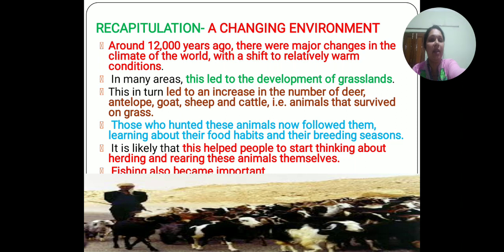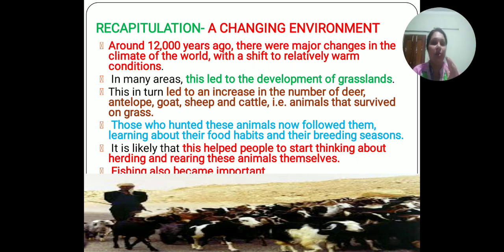With the development of grassland, there was an increase in the number of deer, antelopes, goats, sheep, and cattle. They survived on the grass. They ate the grass, so the numbers of deer, antelopes, and goats increased. Those who hunted these animals followed their food habits and their breeding season. The people hunting these animals learned about the animals' food habits and their breeding seasons.